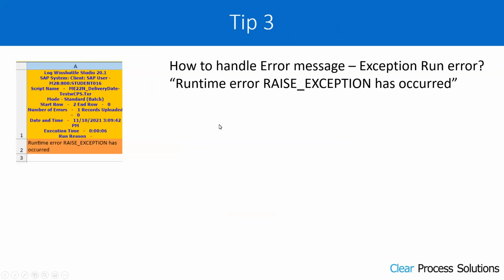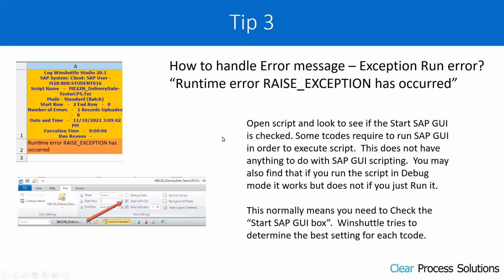Our third tip today is how to handle error messages that say exception run. So this is a runtime error, raised exception has occurred. Looks something like this when you run it. And what you want to do here is, again, open the script and look to see if the Start SAP GUI is checked. And you'll find that on the Run tab under Run Settings, and you'll see, is the Start SAP GUI checked? If it is not, then you want to go ahead and check it and then run it again and see if that solves the problem.